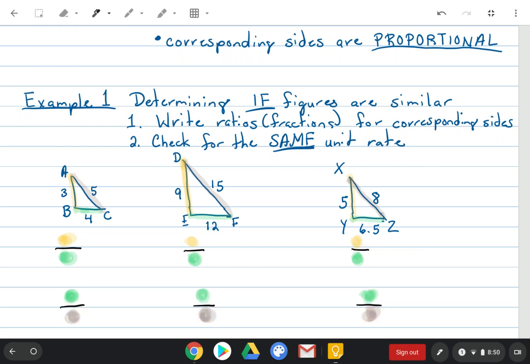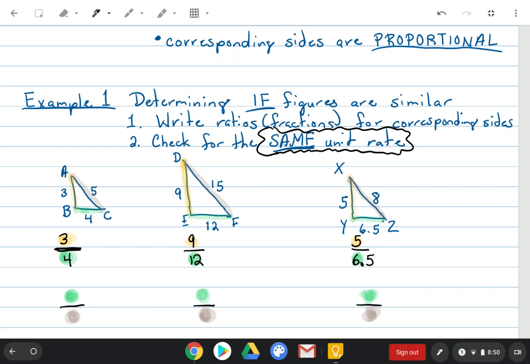So for triangle ABC, my yellow side measures 3, my green side measures 4. For triangle DEF, the yellow side is 9, green side is 12. And for triangle XYZ, yellow side is 5, green side is 6.5. Okay, so we have those fractions, but remember we need to check for the same unit rate. And you might be like, well, how do I do that? Basically, all you do is turn those to decimals.